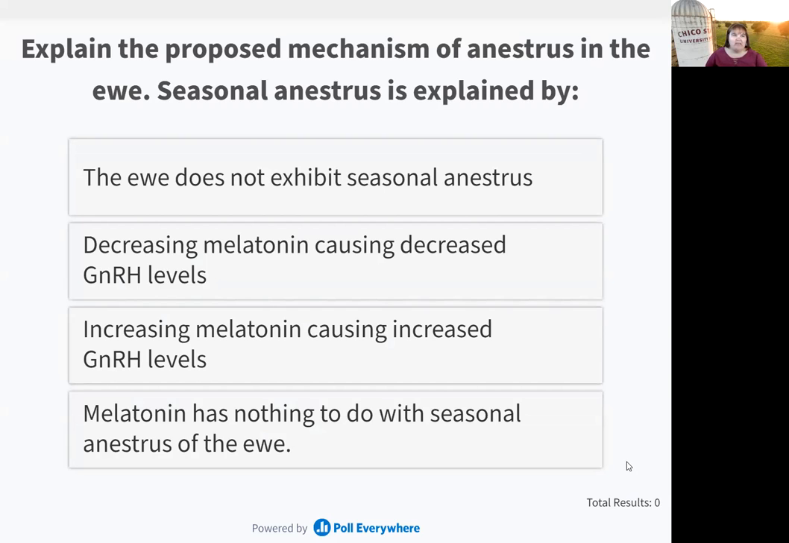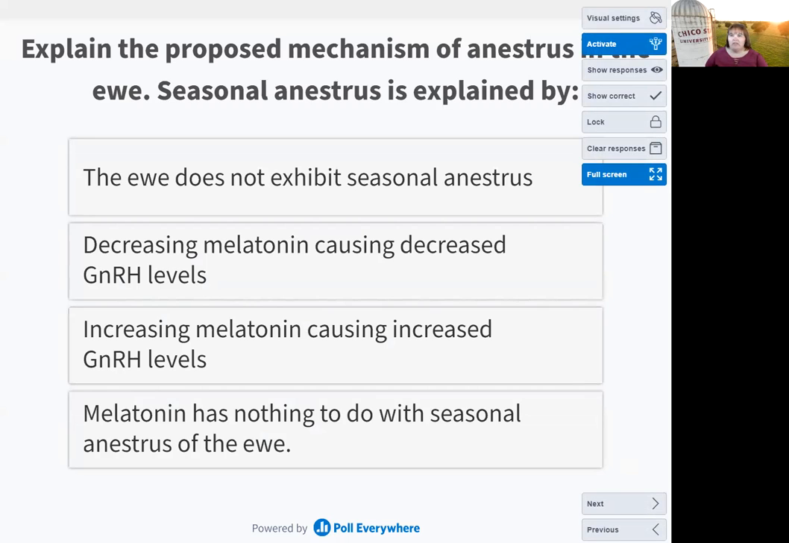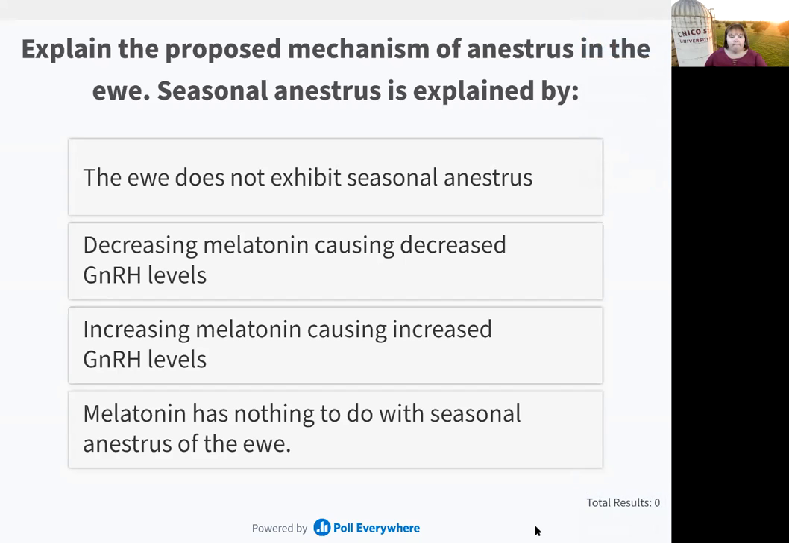Explain the proposed mechanism of anestrus in the ewe. So seasonal anestrus is explained by which choice here? The ewe does not exhibit seasonal anestrus, decreasing melatonin causing decreased GnRH levels, increasing melatonin causing increased GnRH levels, and melatonin has nothing to do with it. So those are your four choices. All right, so I'm going to give you guys about 45 seconds here.